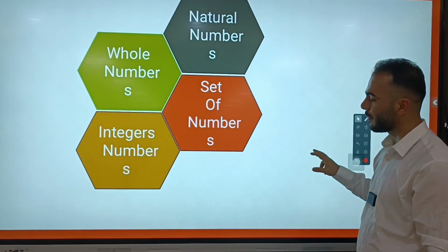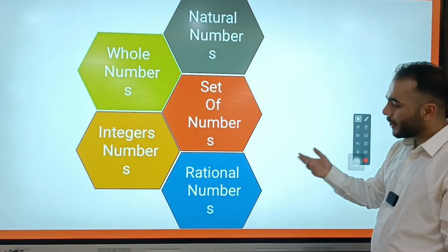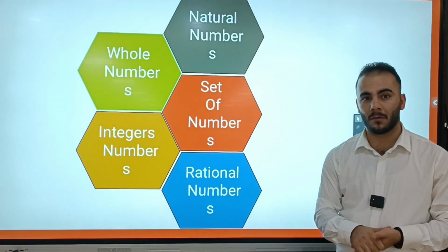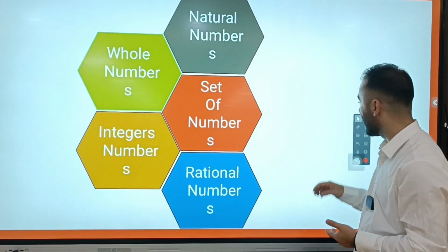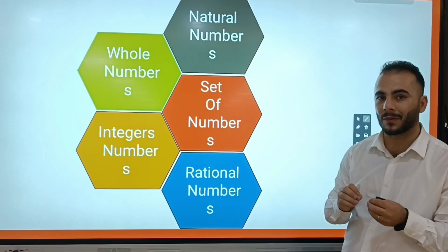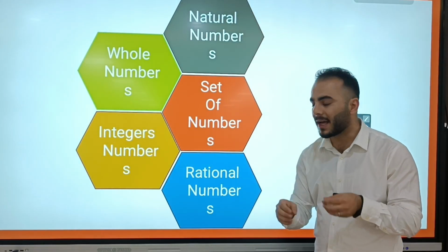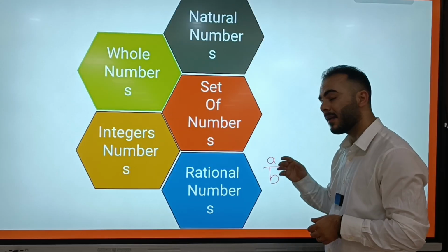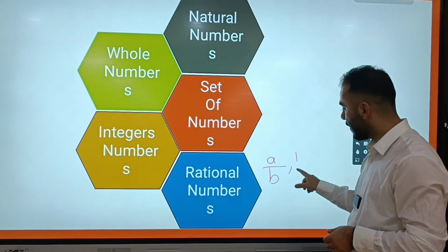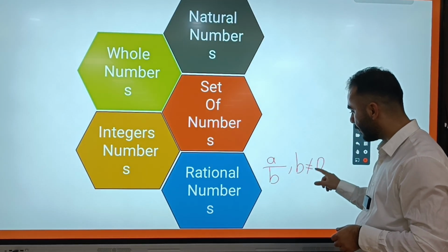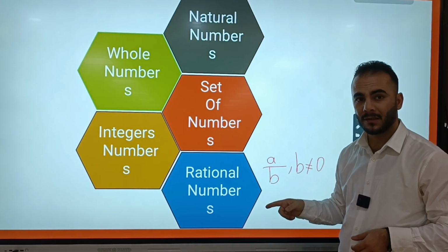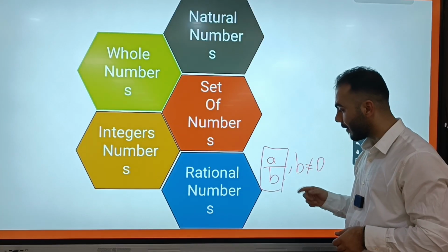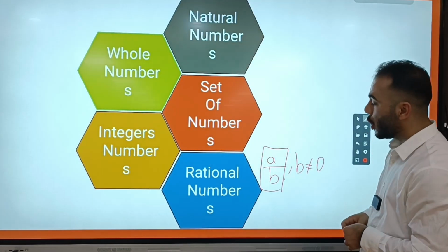And the rest of the types of sets. The most important one, I can say, is the rational numbers. The definition of a rational number is very simple: a number that can be written as a fraction, A over B. These A and B are real numbers, where B should not be 0, because if it is 0, it's going to be undefined. So it should be in the form of a fraction, A over B.